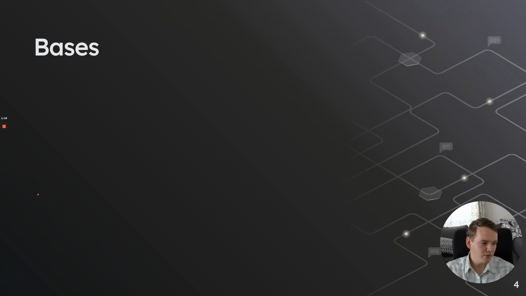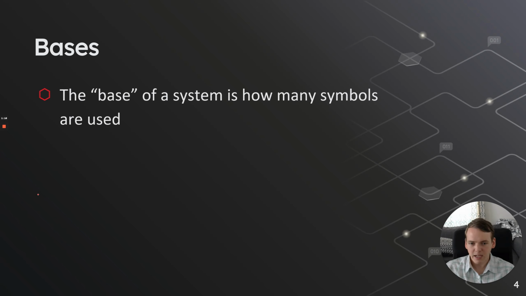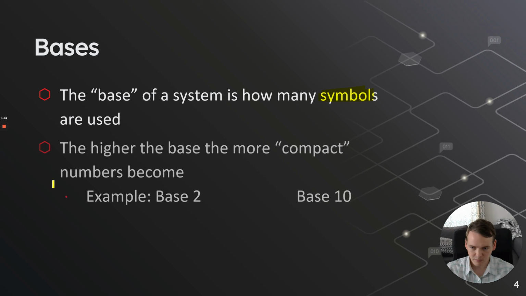But what we care about here for this class is bases. And a base is how many symbols a number or a system uses to represent numbers. So the higher the base, the more compact those numbers become. So for example, in base 2, a certain number written like this is equivalent in base 10 to the same number. So these, in their two systems, are the same number.